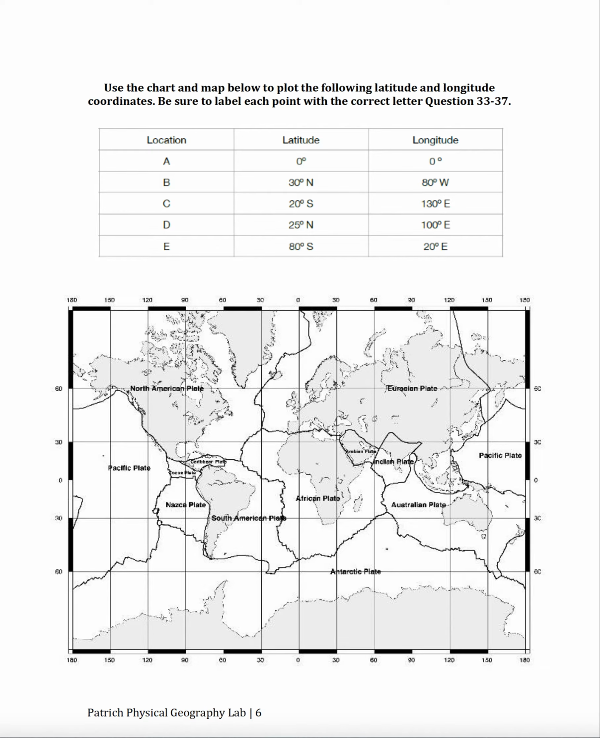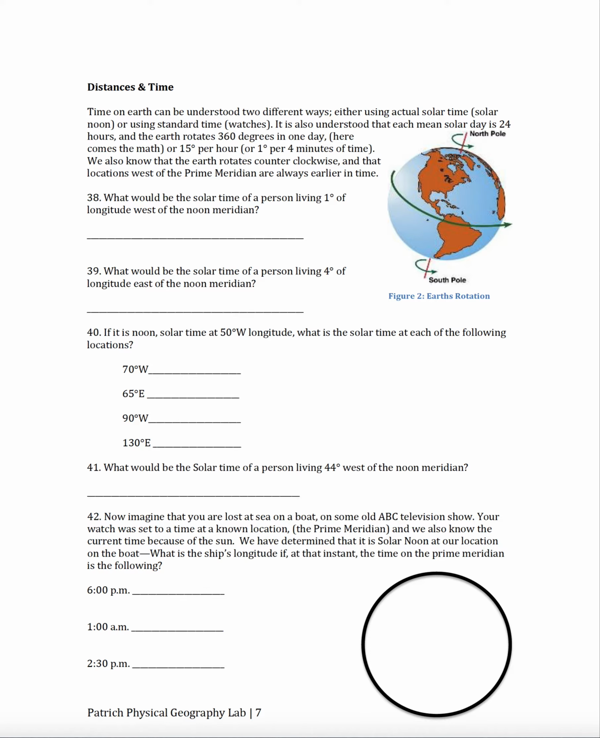Time on Earth can be understood two ways. The first one is using solar time. You and I do not use solar time. Solar time is using a sundial. That is utilizing your latitude, your longitude, and your position and distance from the sun at that exact moment. The other way that we utilize time is called standard time. That is an agreed upon time. That's what we use in our watches.